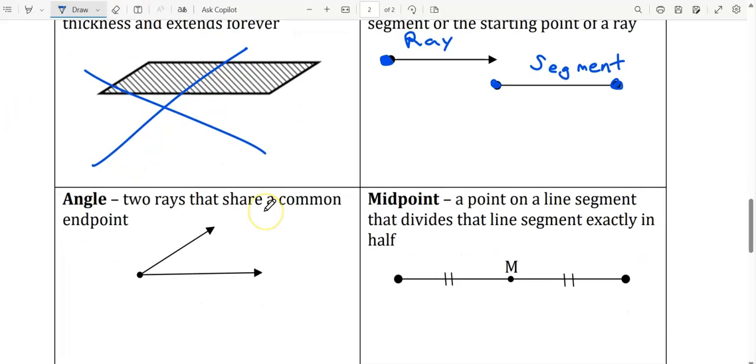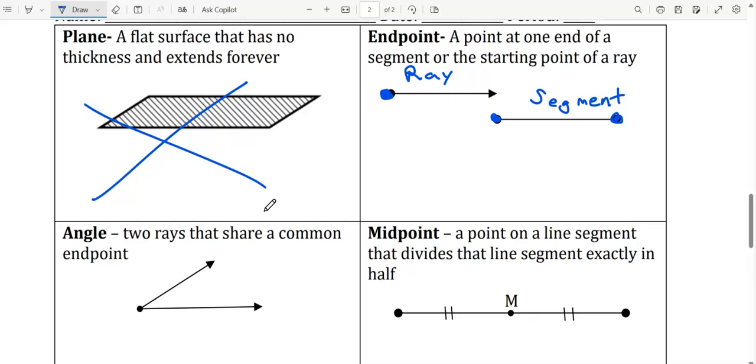All right. Angle. Not to be misconstrued with angel. The E and the L are in a different location. Angle: two rays that share a common endpoint. There's a ray going this way, there's a ray going this way. They have a common endpoint. That's an angle. We'll get more into that later in the unit.